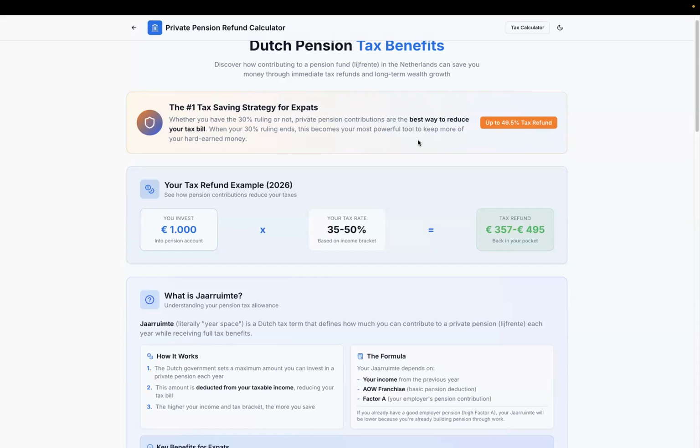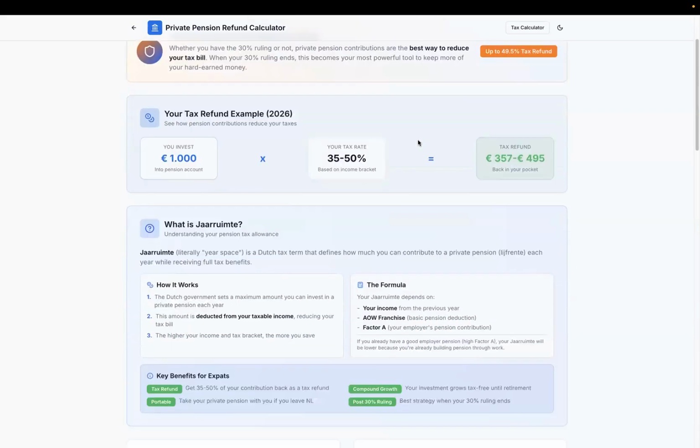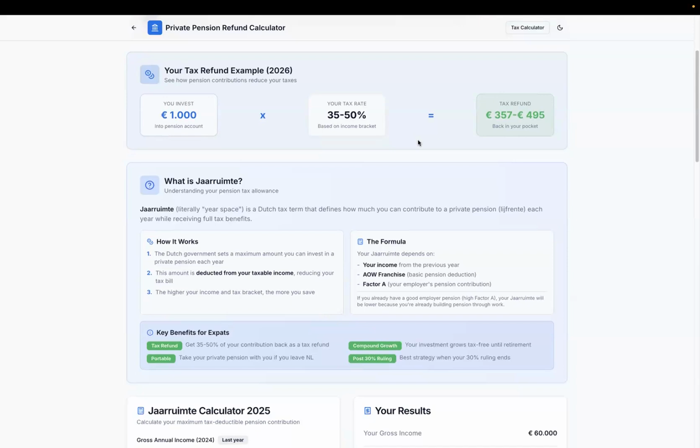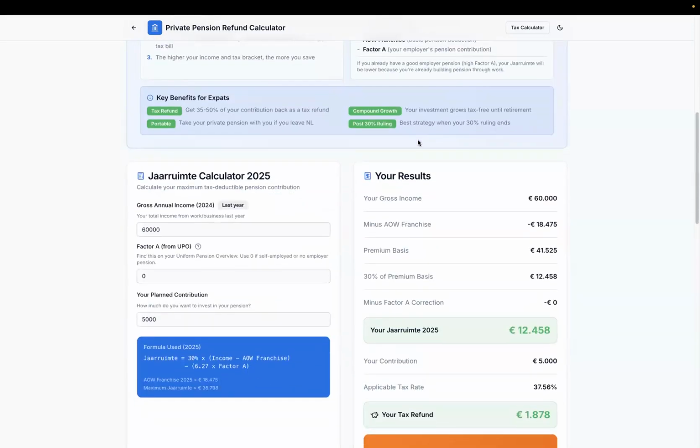The first thing is that you have to calculate your Jaarruimte. This is the yearly space that the Dutch government provides you, that this is the maximum that you can contribute to a private pension fund. And there are ways to calculate it. Once your Jaarruimte is calculated, then this calculator will tell you that based on your planned contribution, how much tax refund can you expect. So let's see this in action.